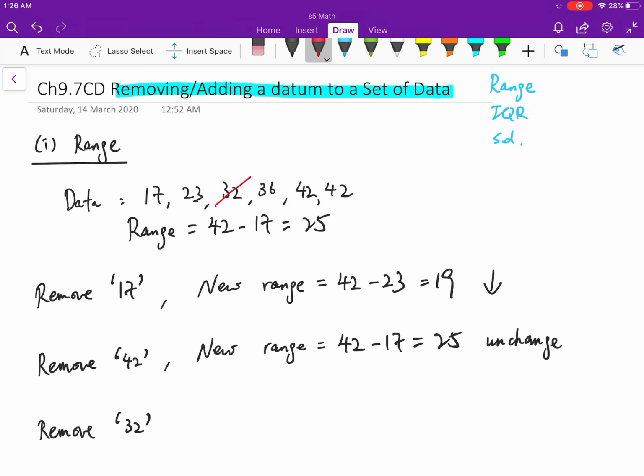And then now, if we try to remove the 32, which is in the middle of the data, you can observe the range has not changed, obviously, right? Because the largest value and the smallest value have not been removed. So actually the new range is still 42 minus 17, which is 25, unchanged.